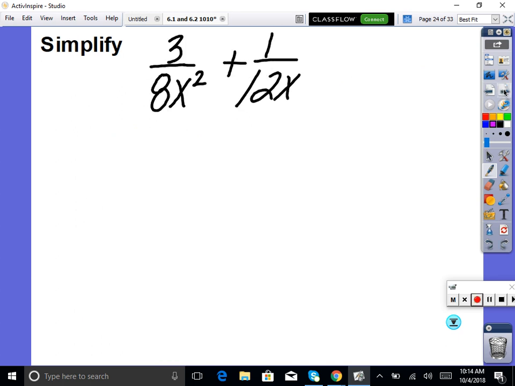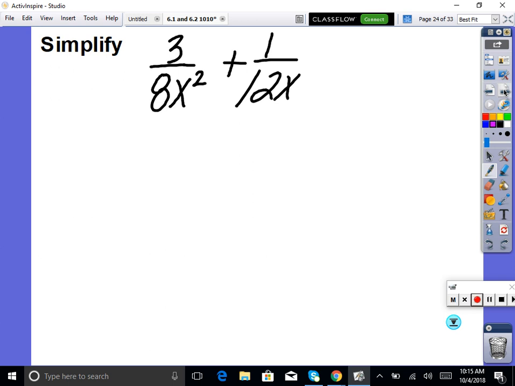Okay, next problem, write this one down. 3 over 8x squared plus 1 over 12x. Let's get a common denominator. You need your denominators to physically look the same. Now watch what I do. I take the smaller number. Since this only has one term, it's actually pretty straightforward. But watch what I do that makes my life easier.